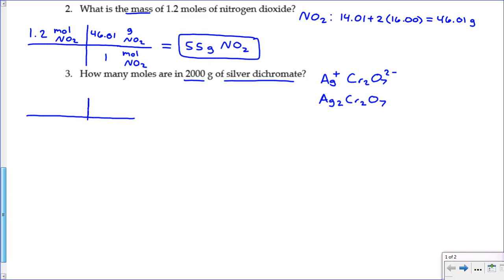So we're going to start here with the information given. That's 2,000 grams of Ag2Cr2O7, and we want to get that out of grams, and into moles.